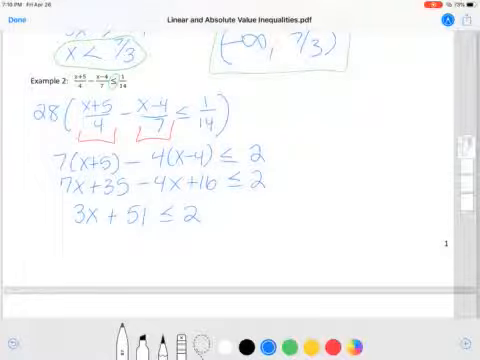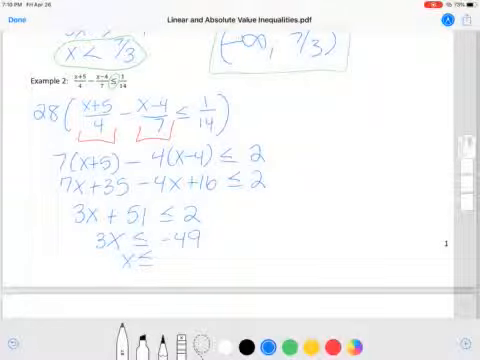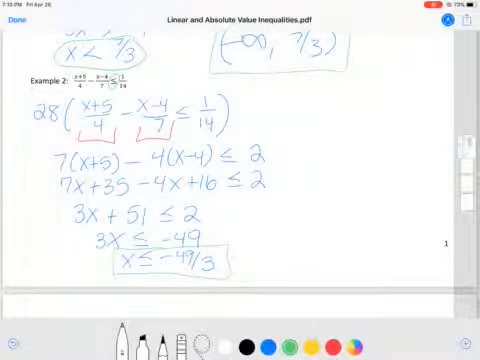Now I'm going to subtract 51 from both sides. So that's going to give me a negative 49 on the right-hand side. And I'm going to divide both sides by 3. Now I'm not dividing by a negative number, so I don't need to switch the sign. So I have x is less than or equal to negative 49 over 3. So this is my answer in inequality notation.